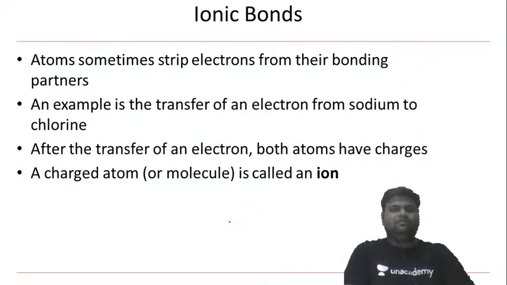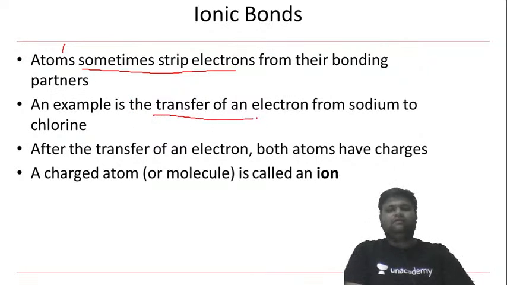What are ionic bonds? Atoms sometimes strip electrons from their bonding partner. An example is the transfer of an electron from sodium to chlorine. So here the transfer of an electron takes place and both the atoms have charges. The charged atom is called an ion.